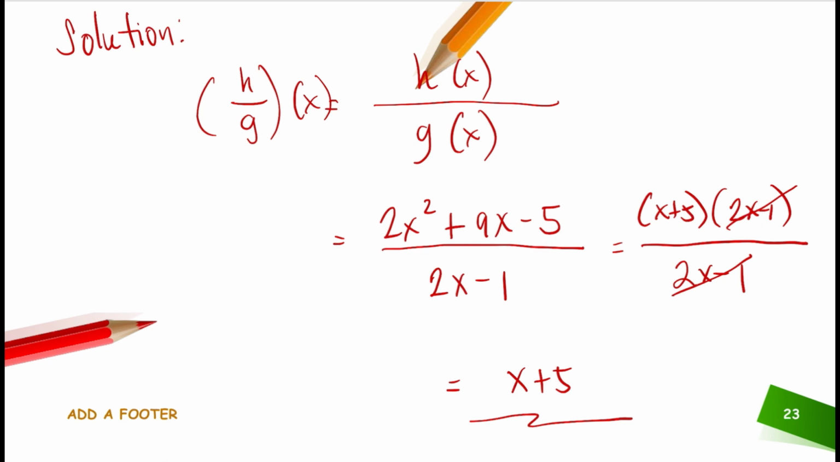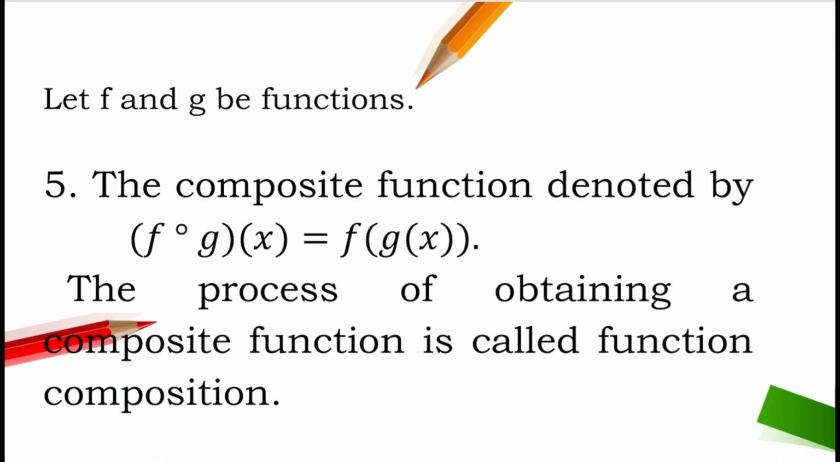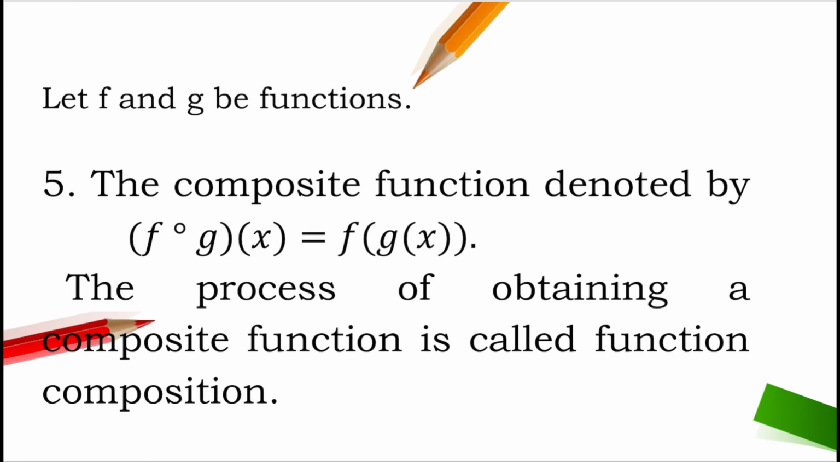Okay? Next. Definition number 5. Let f and g be functions. The composite function denoted by (f∘g)(x) is equal to f(g(x)). The process of obtaining a composite function is called function composition.